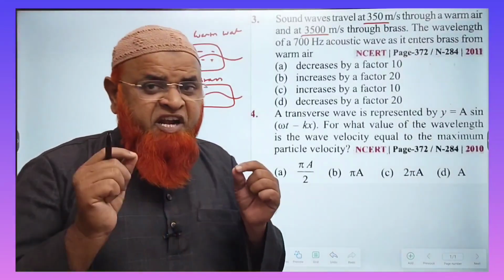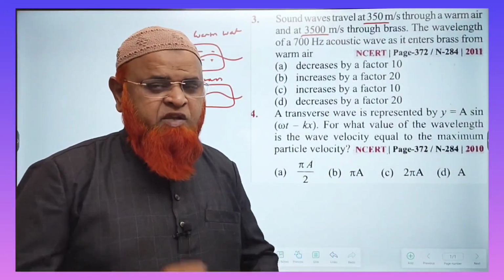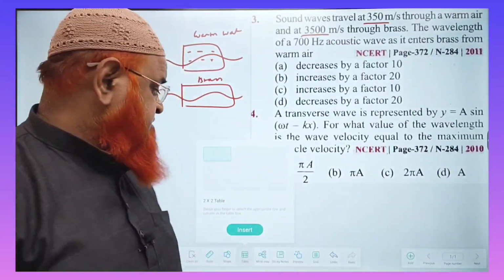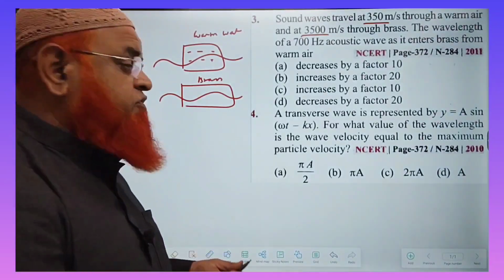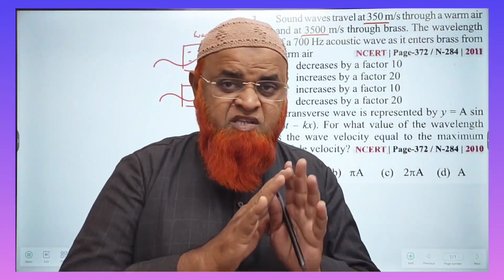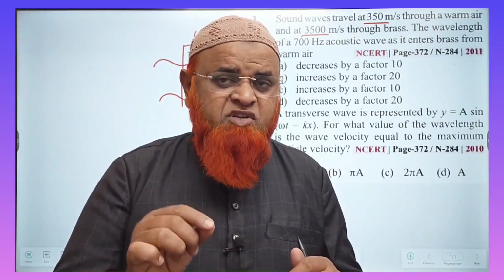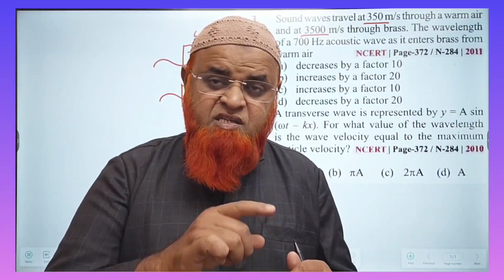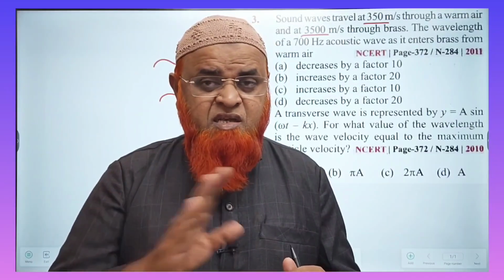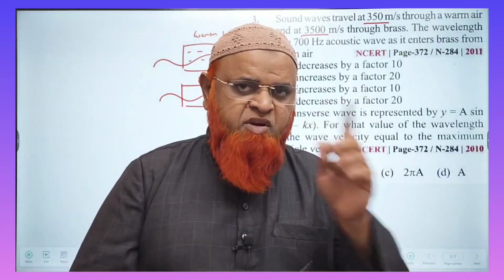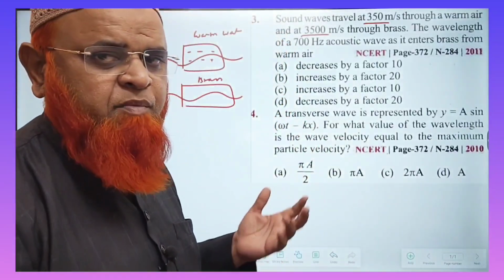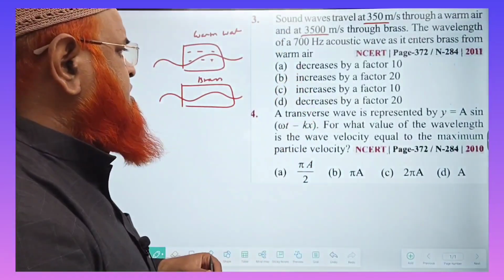See here, if the medium changes, frequency does not change. Frequency remains constant. What is going to change? Either velocity changes or wavelength changes, but frequency is not going to change. You remember this concept. This shortcut will help you to solve the problem which is given here.